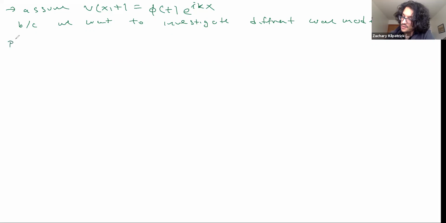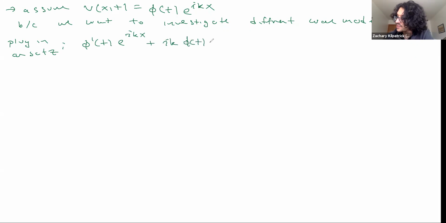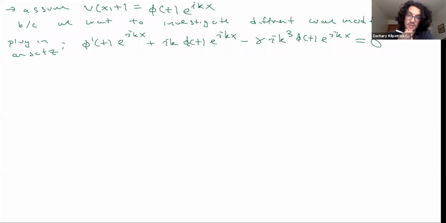So if you plug this into your PDE, then what you get is phi prime of t e to the i k x plus i k phi of t e to the i k x minus gamma i k cubed phi of t e to the i k x is equal to 0. Okay, so because it's a linear equation, that works as long as this equation is satisfied.